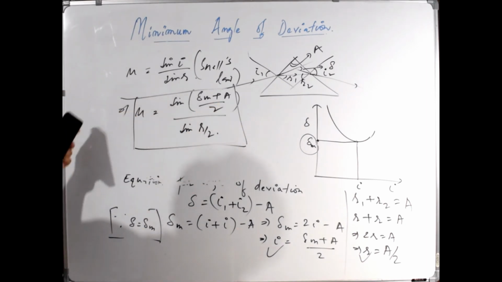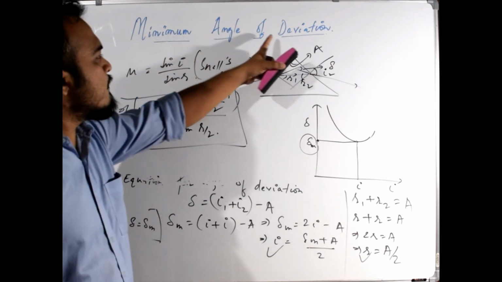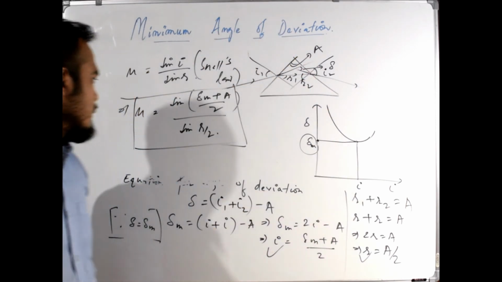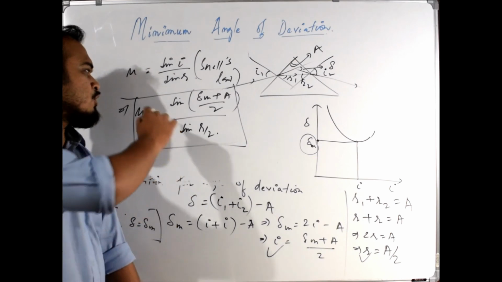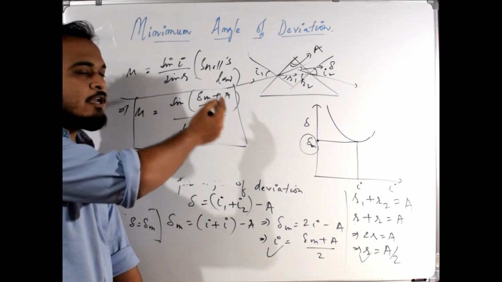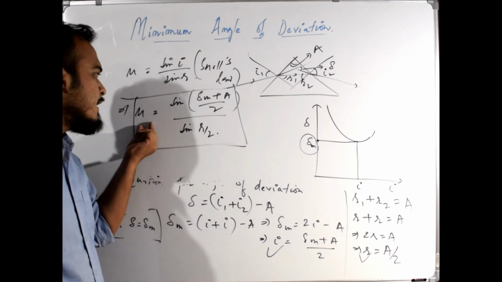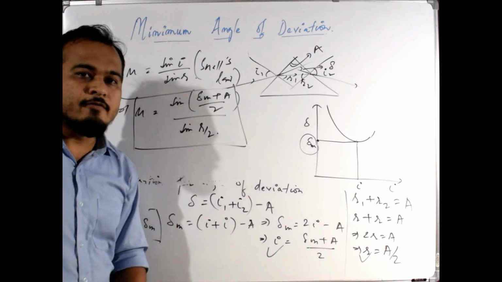Okay. So this was the equation for the criteria of minimum angle of deviation. This was the equation of refractive index in terms of minimum angle of deviation.